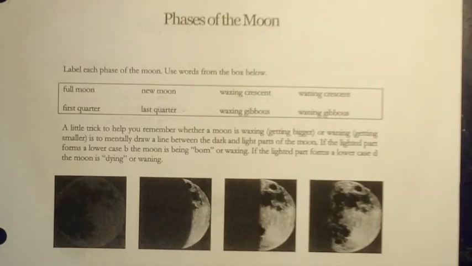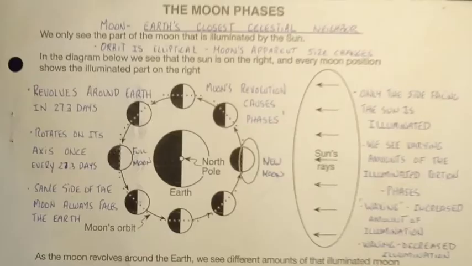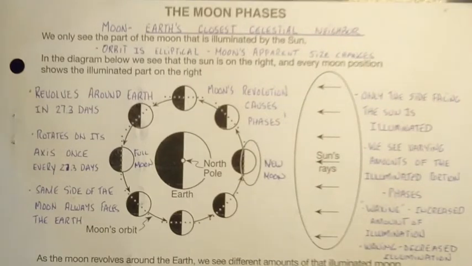Today's lesson will focus in on the phases of the moon. Let's review. Moon is Earth's closest celestial neighbor. In the diagram below, we see the sun is on the right, and every moon position shows the illuminated part on the right. The moon revolves around the Earth in 27.3 days.